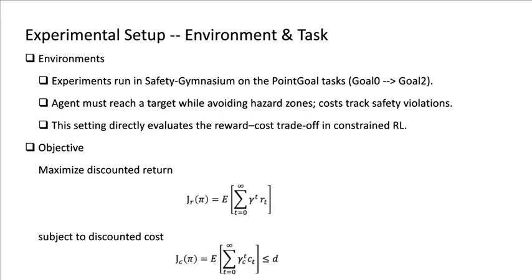So we run everything in Safety Gymnasium on the point goal tasks. The agent just needs to reach the goal while avoiding hazards. Reward measures progress, cost measures safety violations. Basically, this setup lets us test the return-cost trade-off directly.